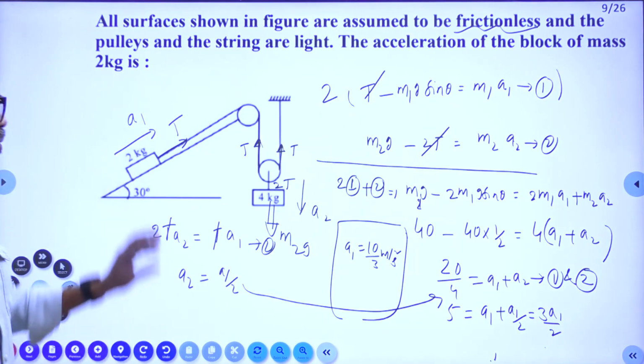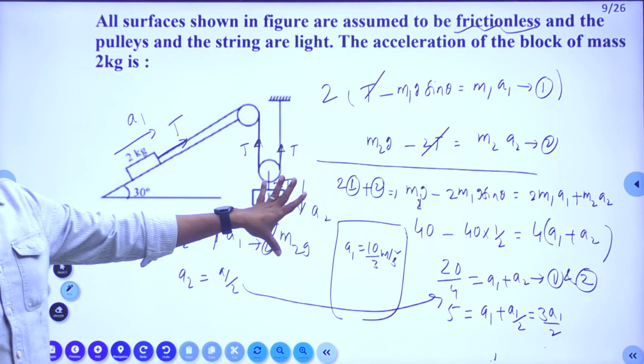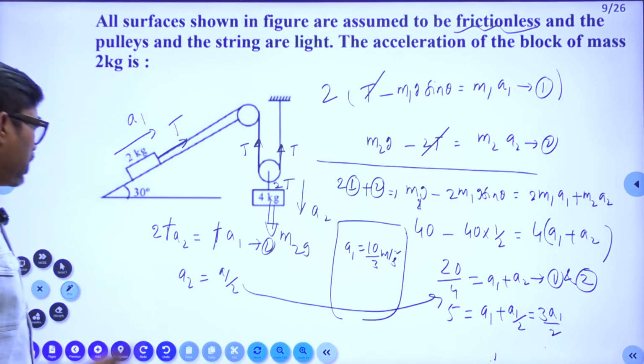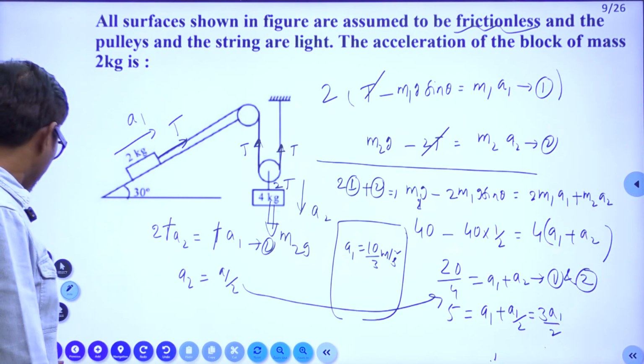So very straightforward. Apply Newton's law to this: free body diagram, Newton's law, constraint equation. I have used the power method here. Of course, there are other ways of doing it also, but I feel that it is much easier. So let's go on further.